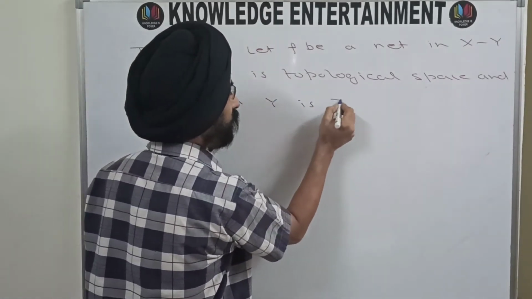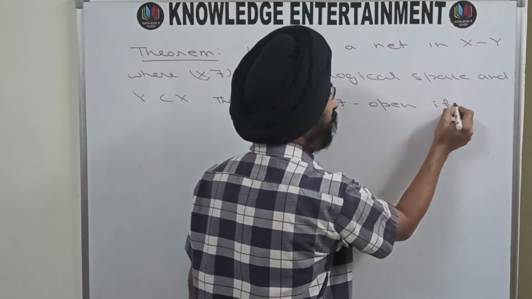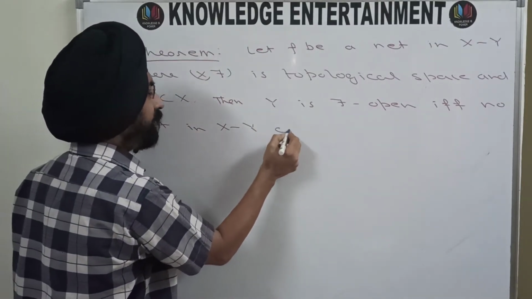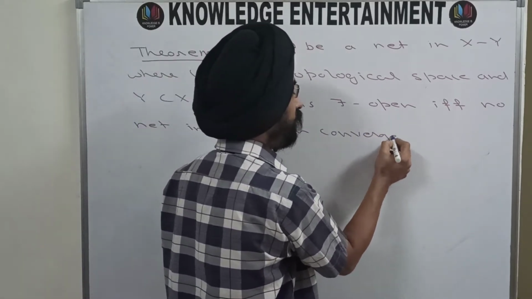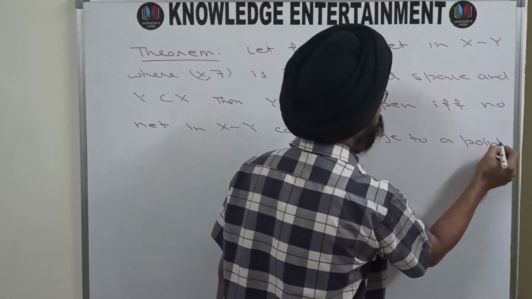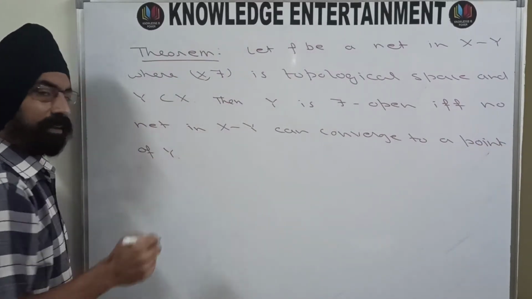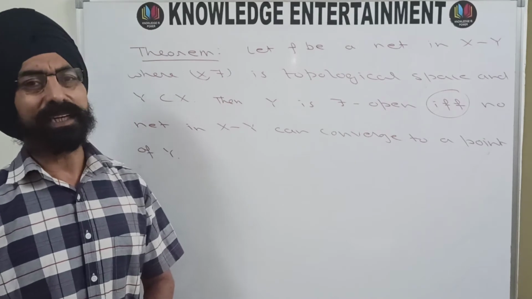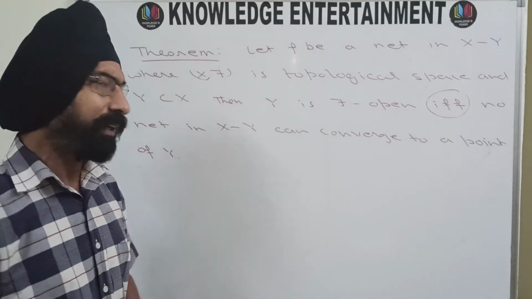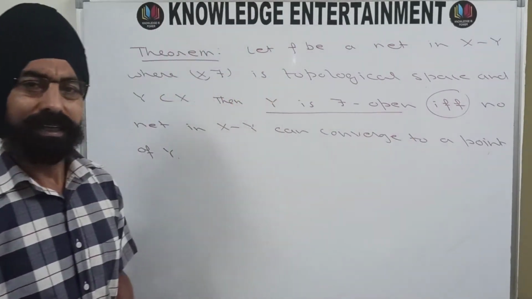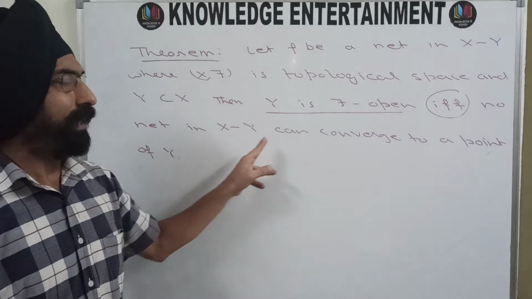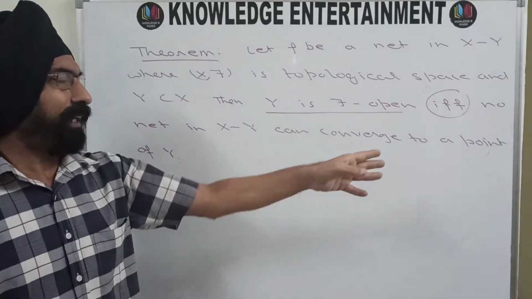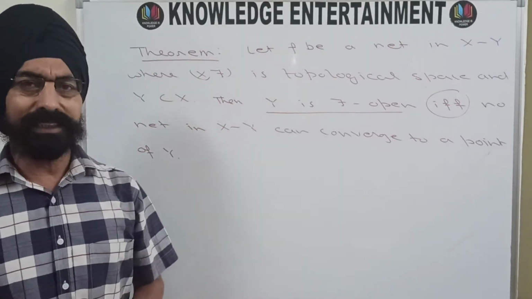Y is tau open if and only if no net in X minus Y can converge to a point of Y. Here you are having if and only if. That means you will have to give the direct proof as well as the converse part. For the first part, we will suppose that Y is tau open, and then we will show that no net in X minus Y can converge to a point of Y. And for the converse part, we will suppose that no net in X minus Y can converge to a point of Y, and then we will show that Y is tau open.